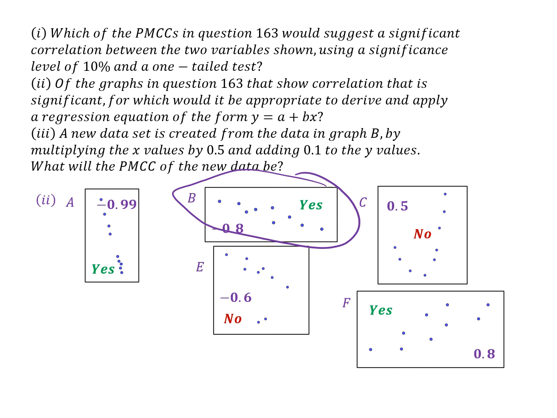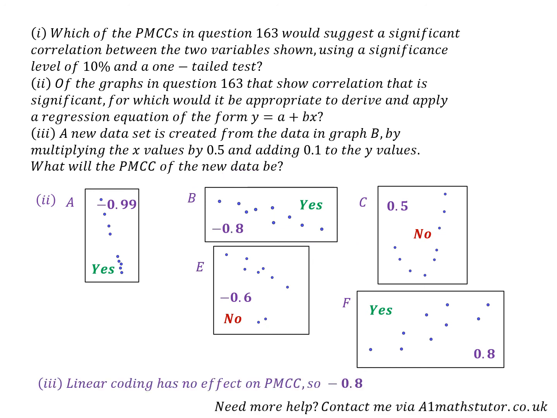So these are both linear codings. We're not squaring the x values or doing 1 over the y values. We're simply multiplying or dividing, adding or subtracting a number. So the answer is that linear coding has no effect. So the product moment correlation coefficient is minus 0.8. There we are.